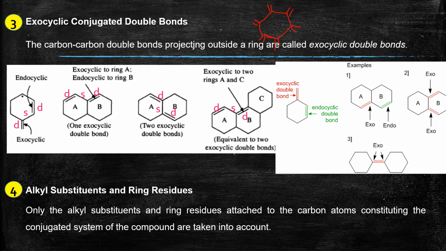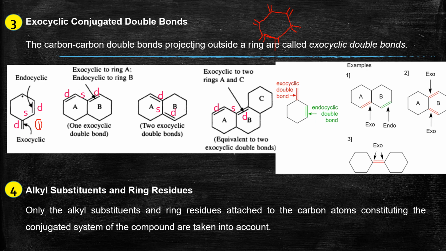See the first example. First you have to see whether it has conjugation or not. Double bond, single bond, double bond, it has conjugation. It has a cyclic ring, and a carbon-carbon double bond projecting outside the ring is there. We call this projecting outside carbon-carbon double bond an exocyclic conjugated double bond.